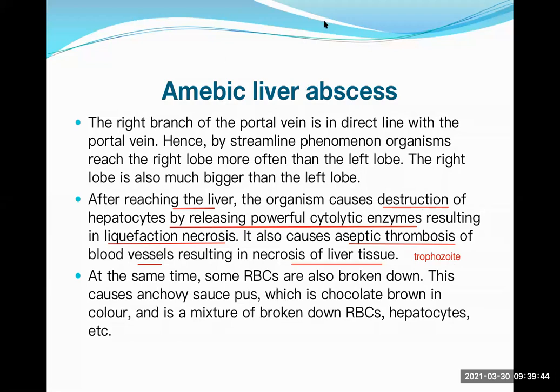At the same time, some RBCs are also broken down. There is one special characteristic feature of the trophozoite form of Entamoeba histolytica: it can ingest RBCs. So during that process, the RBCs are broken down. There is an interaction between our immune system and this trophozoite and these RBCs, so they are destroyed in that area. This forms a special type of pus known as anchovy sauce pus because of its typical appearance. It is chocolate brown in color. This is a mixture of broken down RBCs, necrosed hepatocytes, and of course neutrophils and other inflammatory cells.